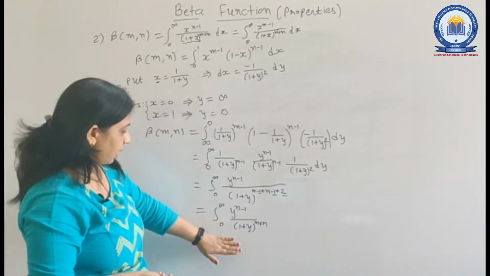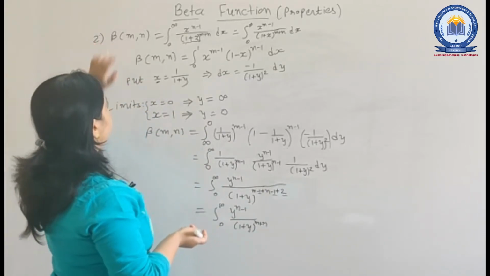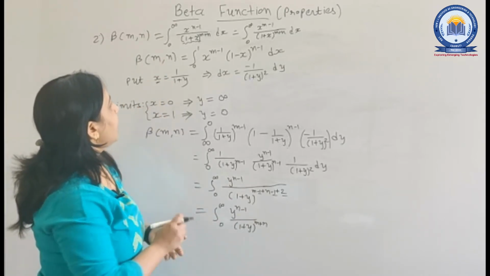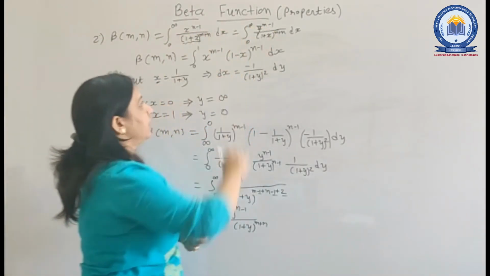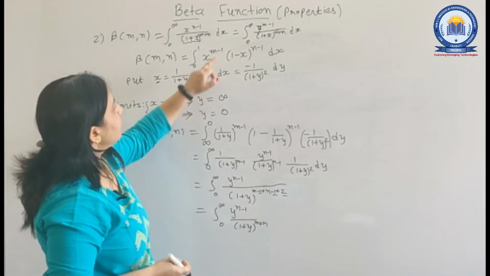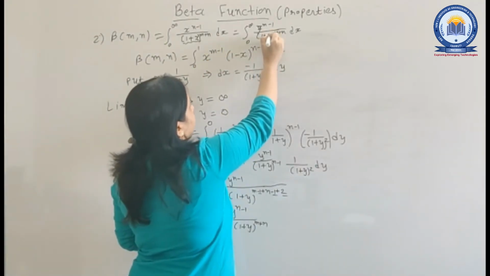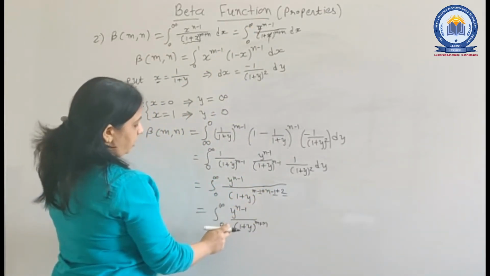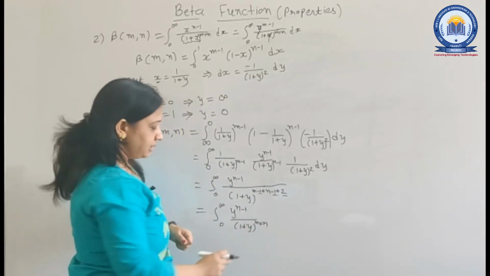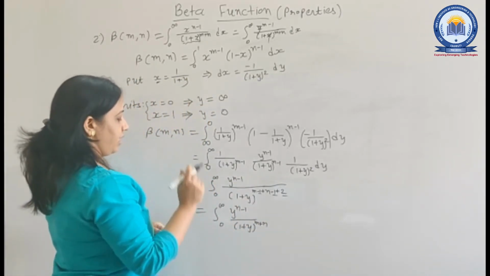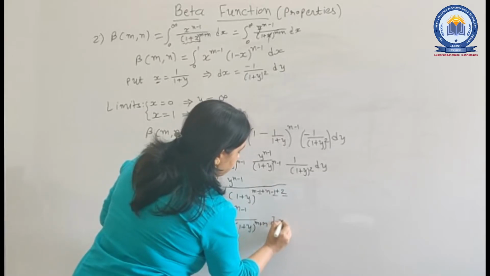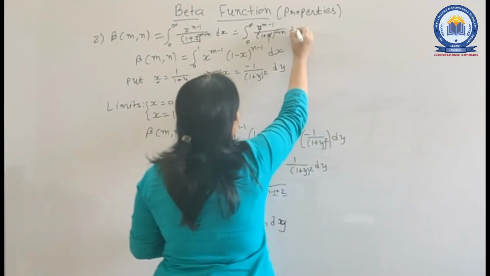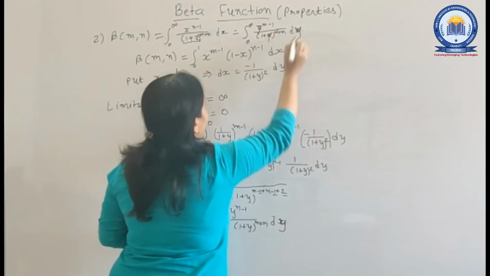So just compare it with your property. So you will get y raised to n minus 1. So in that, again this is y. Okay. So at that time you will get this thing. That means y raised to n minus 1 upon 1 plus y raised to m plus n. Obviously the dy is supposed to be there. Sorry, here it will be dy, right? Here also a dy.